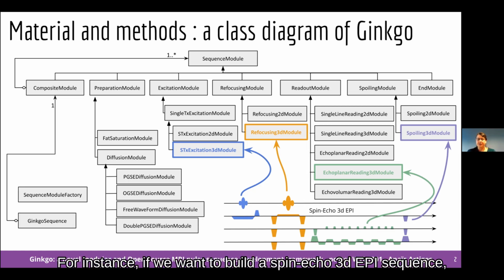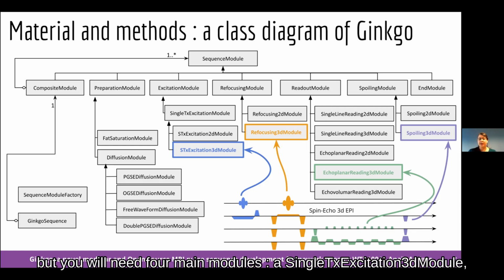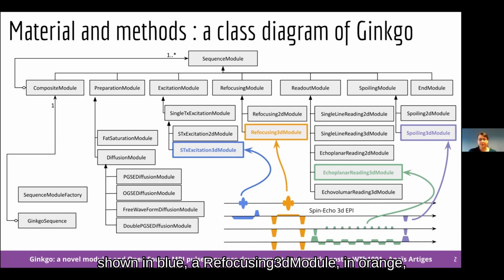For instance, if we want to build a spin-echo 3D EPI sequence, you may need some preparation modules like fat saturation or diffusion weighting, but you will need 4 main modules: the single TX excitation 3D module, shown in blue, the refocusing 3D module in orange, the echoplanar reading 3D module in green, and the spoiling 3D module in purple.